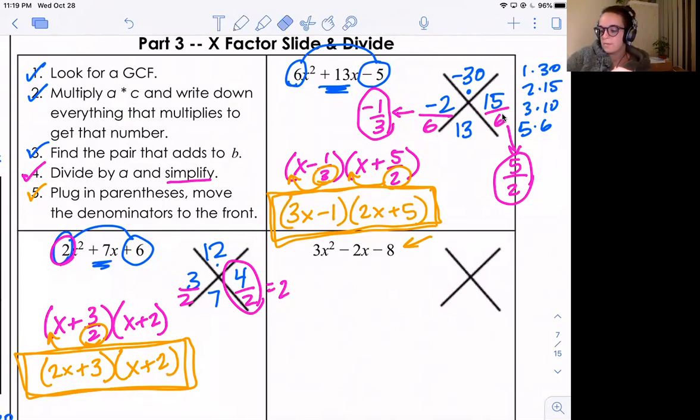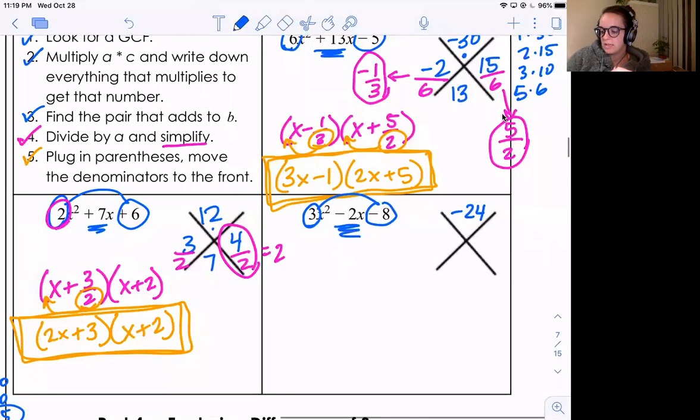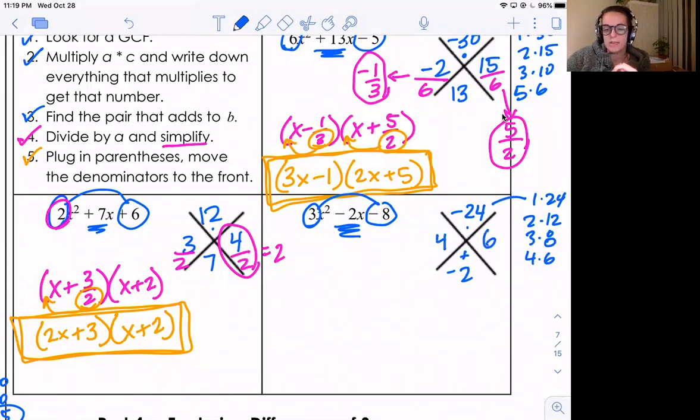Cool. Hopefully you have an answer you're going to check. So we have 3 times negative 8 makes negative 24. Multiply to get negative 24, add to get negative 2. 24 is 1 and 24, 2 and 12, 3 and 8, 4 and 6. Well, those are 2 apart, so I know 4 and 6. I want negative 2, so it's going to be negative 6 here.